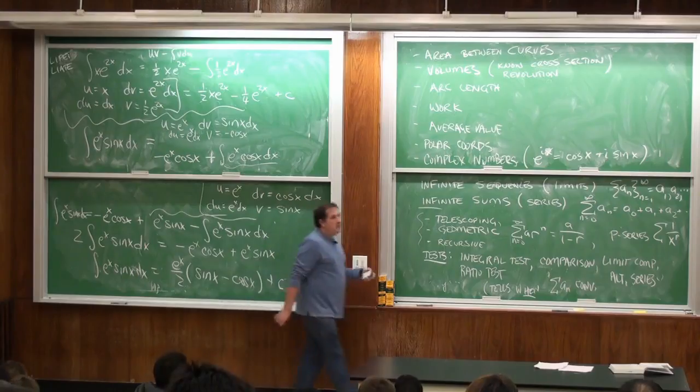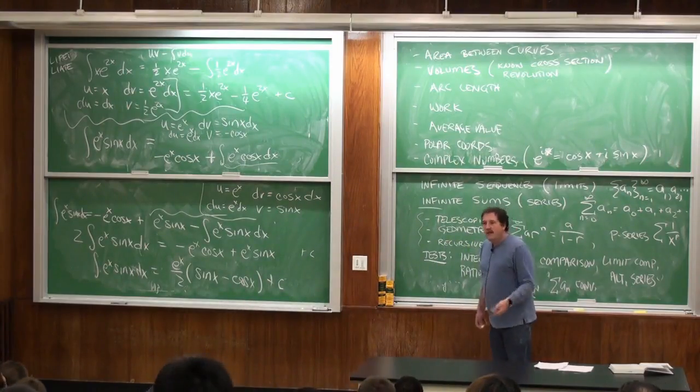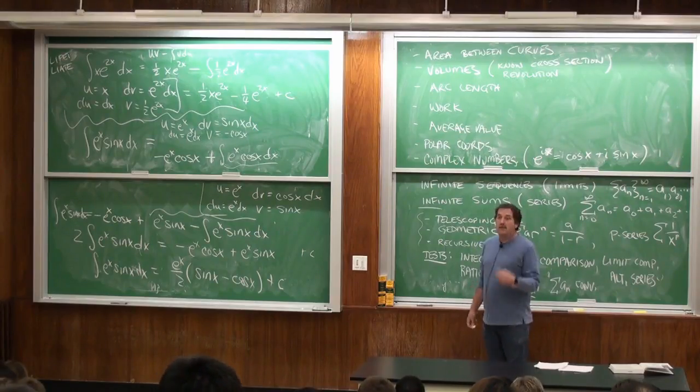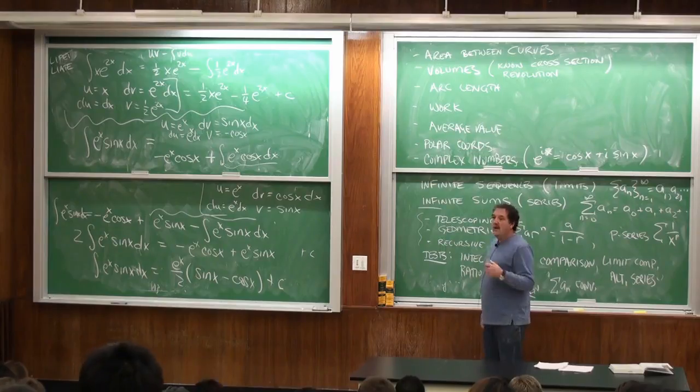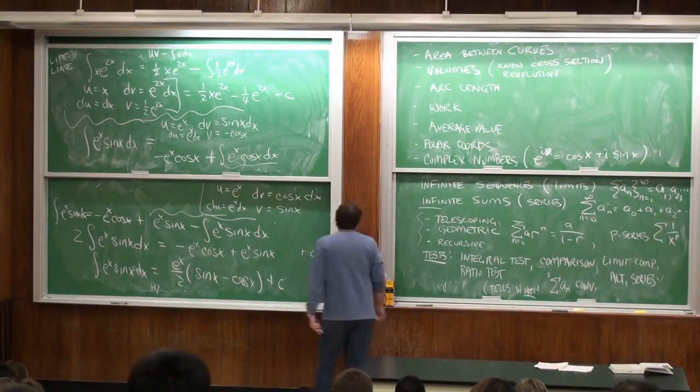So those are really the 2 main methods. The other things like partial fractions, trig substitutions, trig integrals, are all just variations on integration by parts or substitution in special cases where there's special tricks.